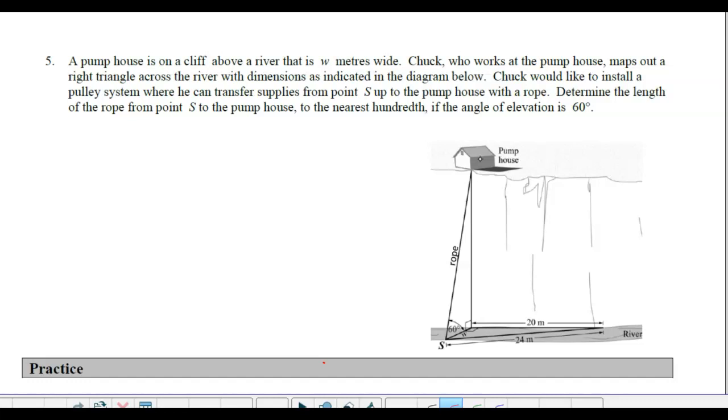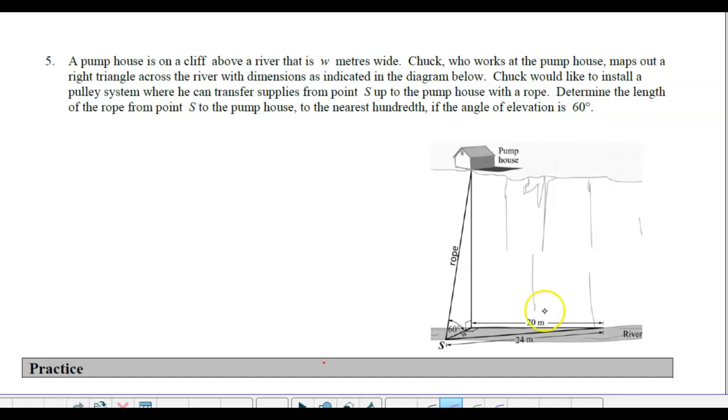So now we are looking for a hypotenuse, right? That is a diagonal. So you've got to kind of look at this triangle here. It's coming out of the cliff, okay? With a 60-degree angle. Determine the length of the rope if the angle of elevation is 60. So they've already labeled the angle of elevation for you.